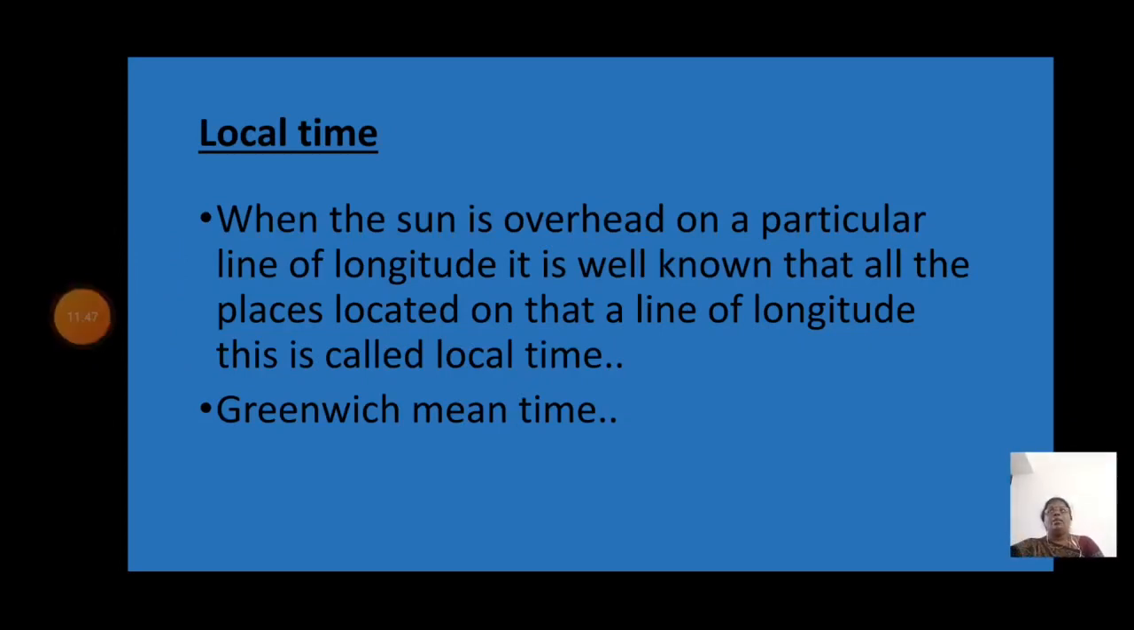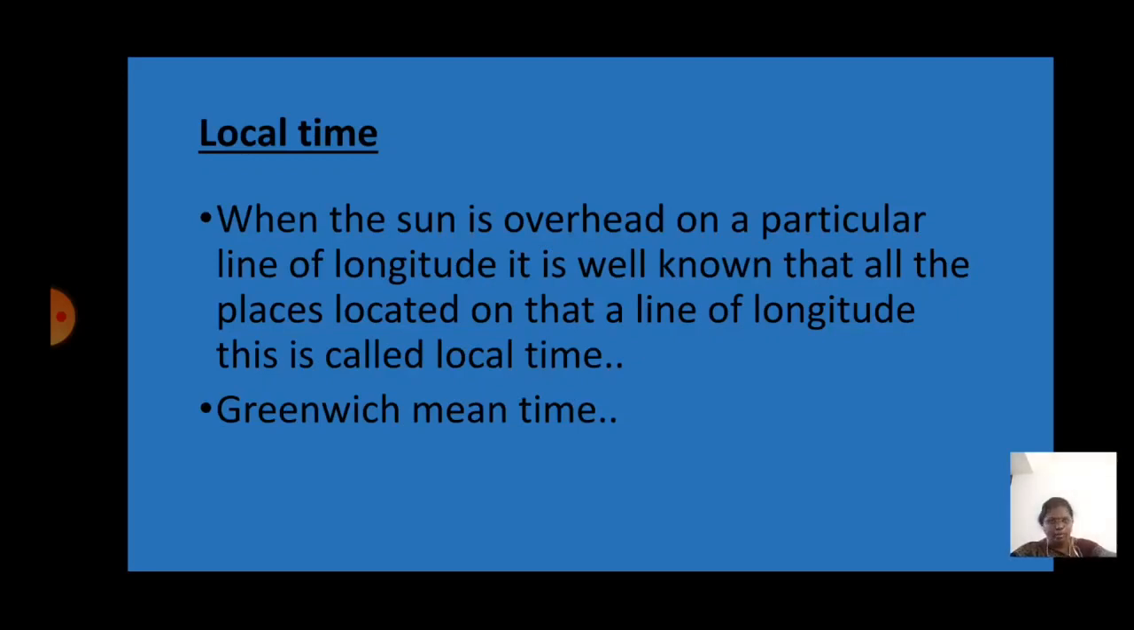So next about local time. When the sun is overhead on a particular line of longitude, it is 12 noon. Okay, afternoon 12 o'clock we have now. So that is named 12 noon at all the places located on that line of longitude. Okay, this is called local time. The sun is overhead on a line of longitude only once in a day. So per day, only once do we have 12 p.m. Okay. So it is the local time of those particular places.